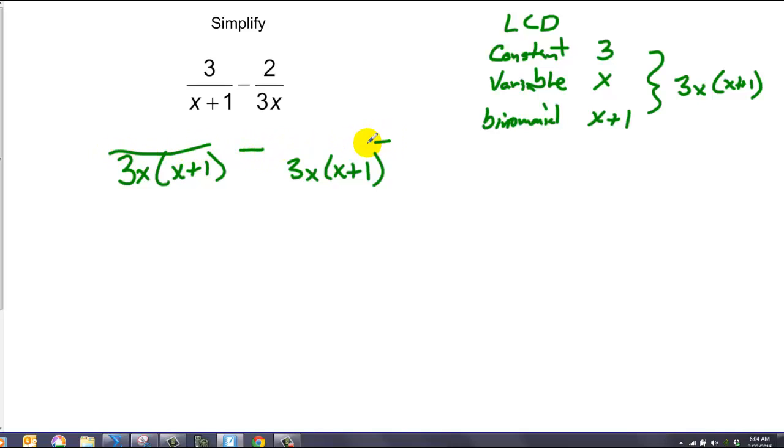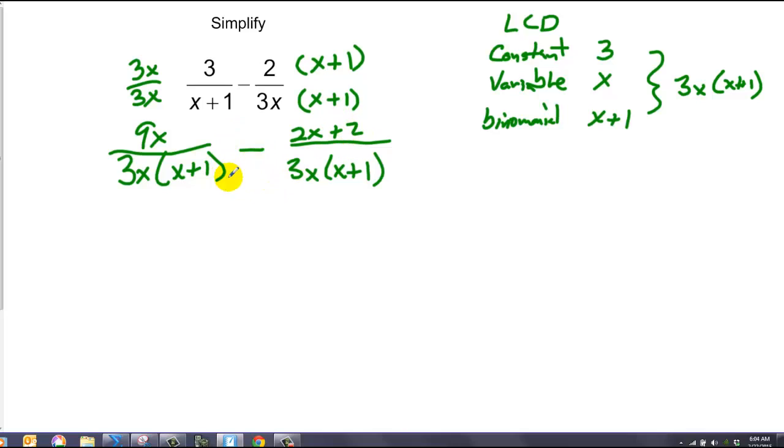Put my subtraction between the two, and say to get from a denominator of x plus 1 to 3x times x plus 1, I need to multiply by 3x to both the numerator and denominator, giving me a 9x. To get from 3x to 3x times x plus 1, I need to multiply the numerator and denominator by the term x plus 1, so giving me 2x plus 2.